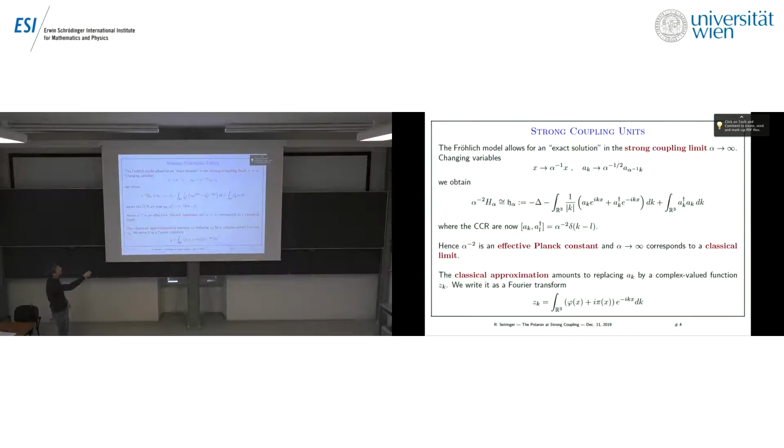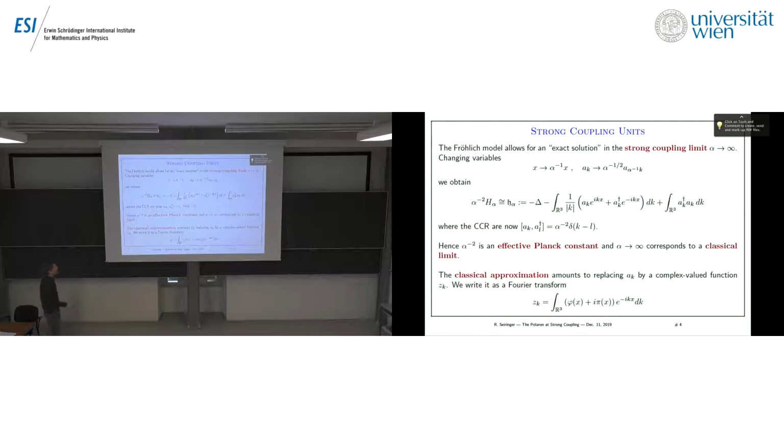So if one just makes this change of variables here. Instead of x, you write alpha minus 1x, and instead of the a's, you write this combination of a's. Then the Fröhlich Hamiltonian, up to a trivial alpha squared prefactor, which I divide here, becomes formally independent of alpha. The alpha just scales out if you make this change of variable. You get the same Hamiltonian as before, but there's no more alpha apparently.